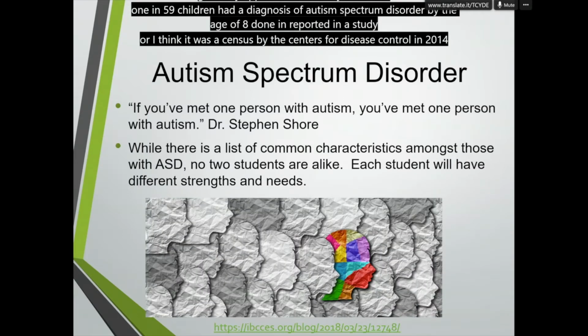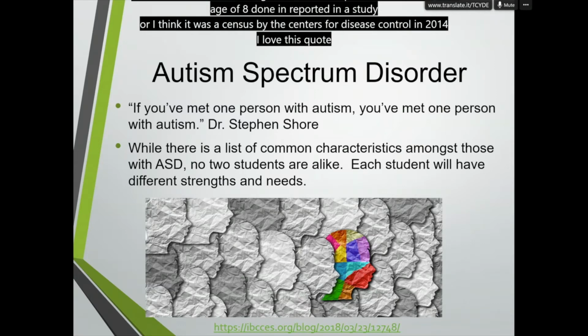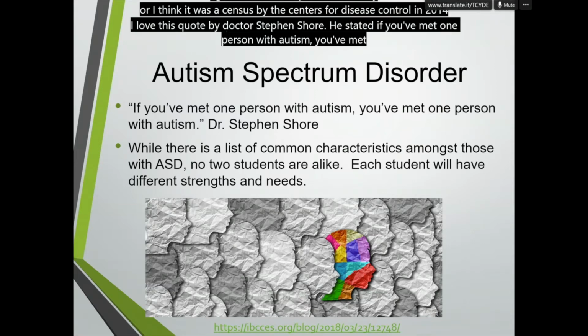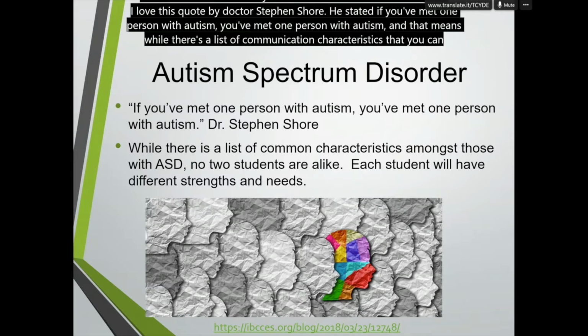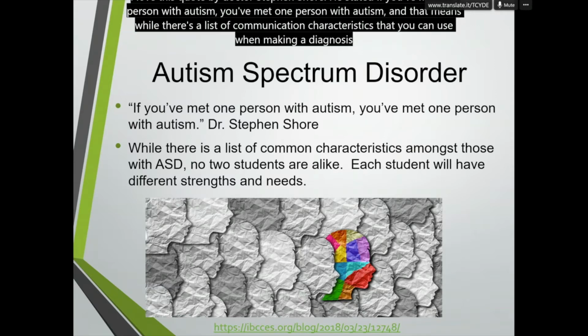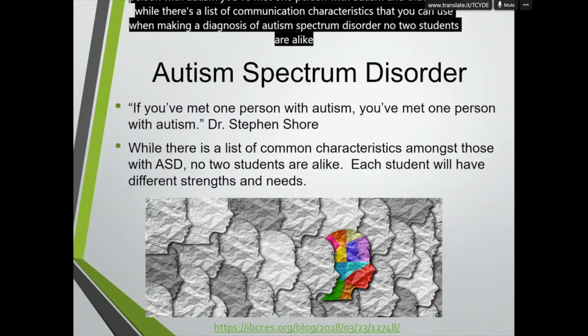I love this quote by Dr. Stephen Shore. He stated, "If you've met one person with autism, you've met one person with autism." And that means while there's a list of communication characteristics that you can use when making a diagnosis of autism spectrum disorder, no two students are alike. Each student will have different strengths and different needs.